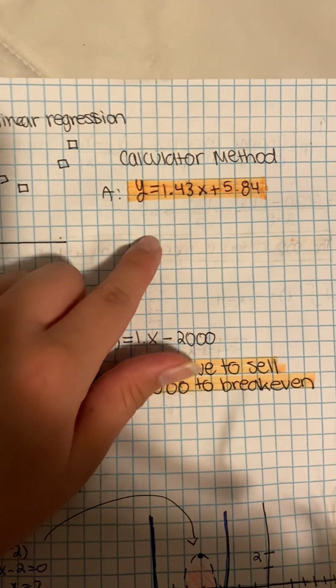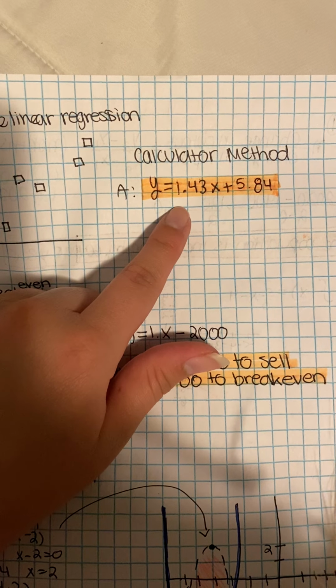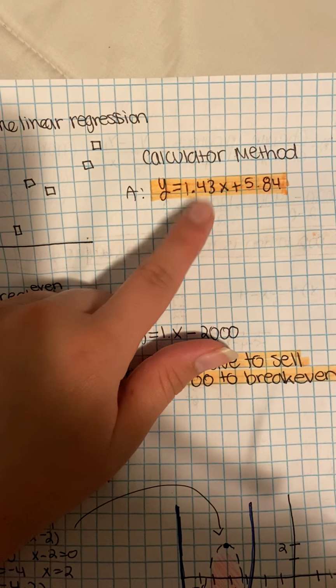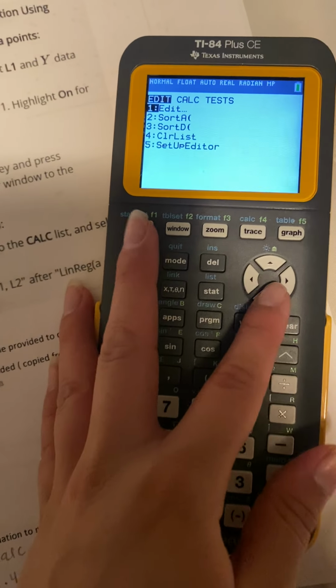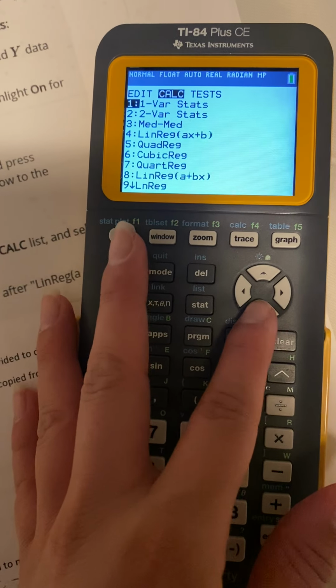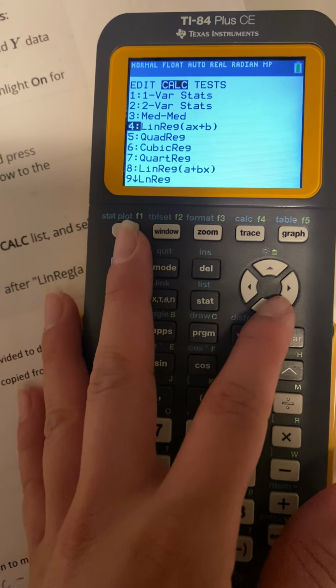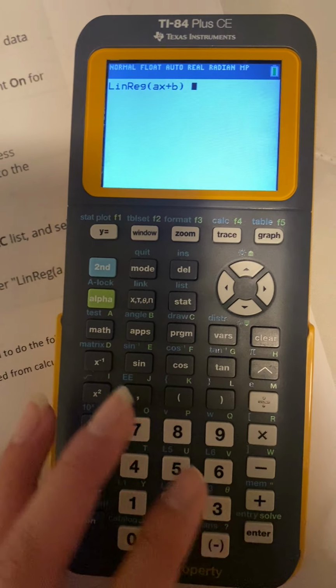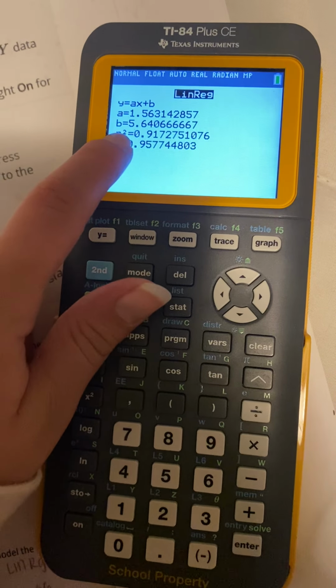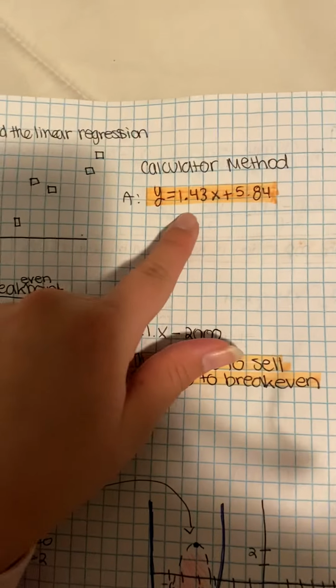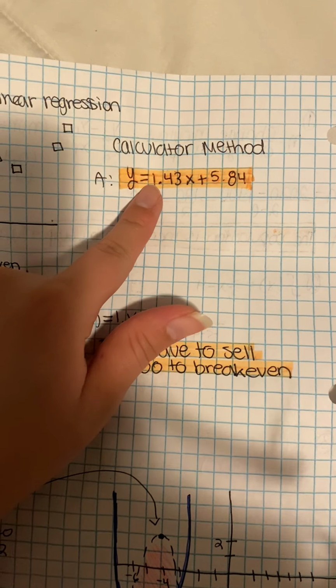And then it wanted me to write it in the AX, so I go to calc, and then I do linear regression AX plus B, enter, and it gives me the A and the B, and then I just write it out, and then that's what my answer is for this one.